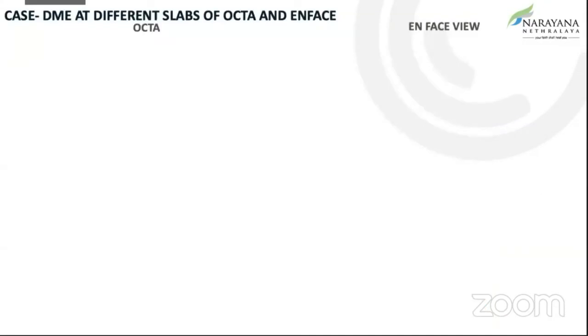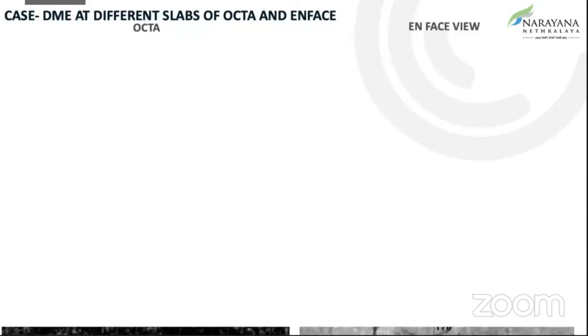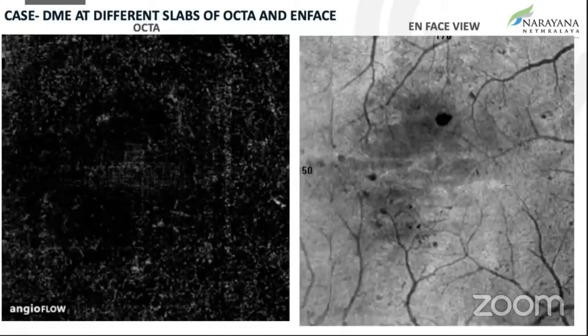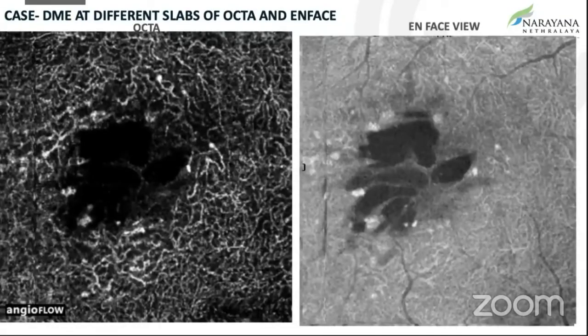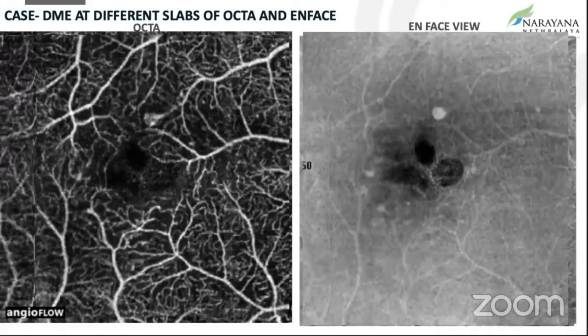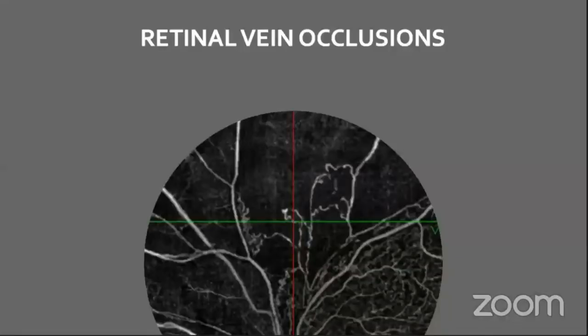So if you look at the DME across the different slabs of OCTA and compare it with the en face, this is how you're seeing it in the outer retina. And this is the deep DCP, and you can see it compares so well. We don't tend to see the en face that often, but it is definitely helpful. And this is the superficial plexus.